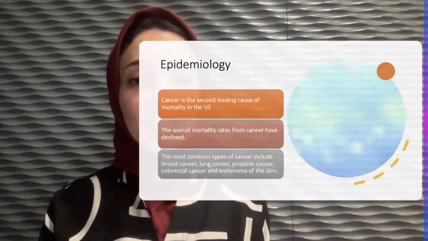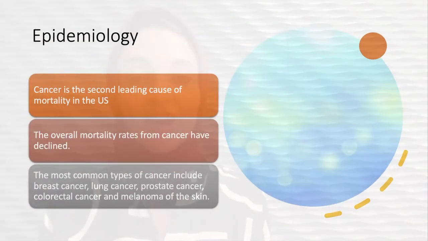As it's seen here, cancer is the second leading cause of mortality in the US. The overall mortality rates from cancer have declined. The most common types of cancer include breast cancer, lung cancer, prostate cancer, colorectal cancer, and melanoma of the skin.